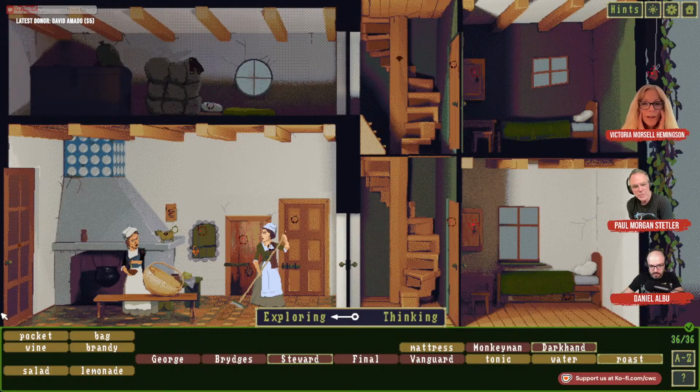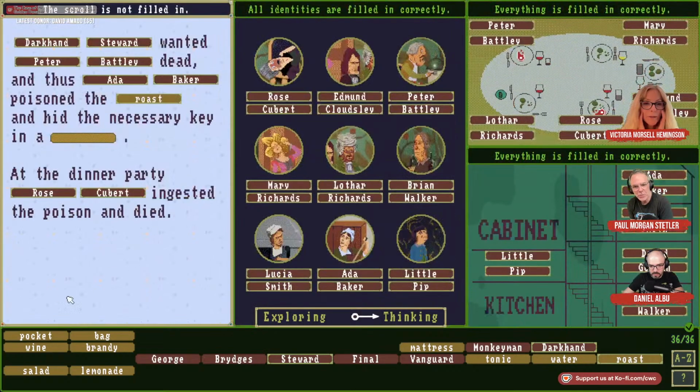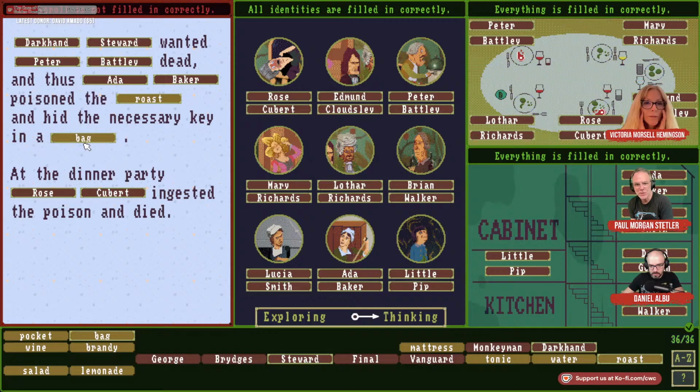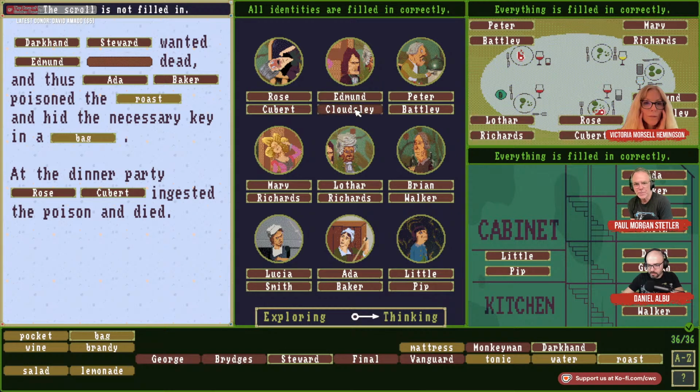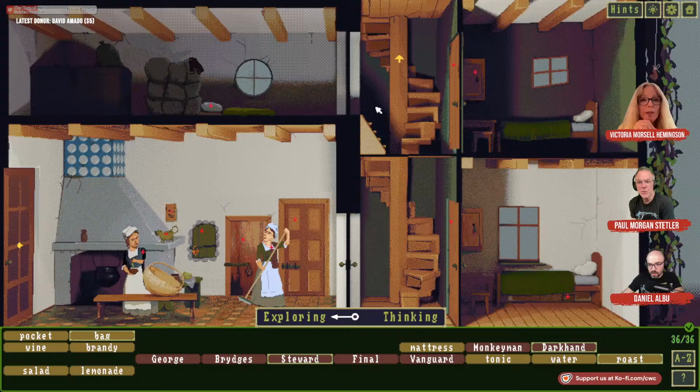Okay, so it's bag. But you know who it's got to be then? We're trying to... no, they don't want Peter Batley dead. They want Edmund Cloudsley dead. Edmund Cloudsley's the dude. Of course they want to kill him. But he's not having roast. Just try. Yes, two or fewer, closer now. But he's not eating roast.